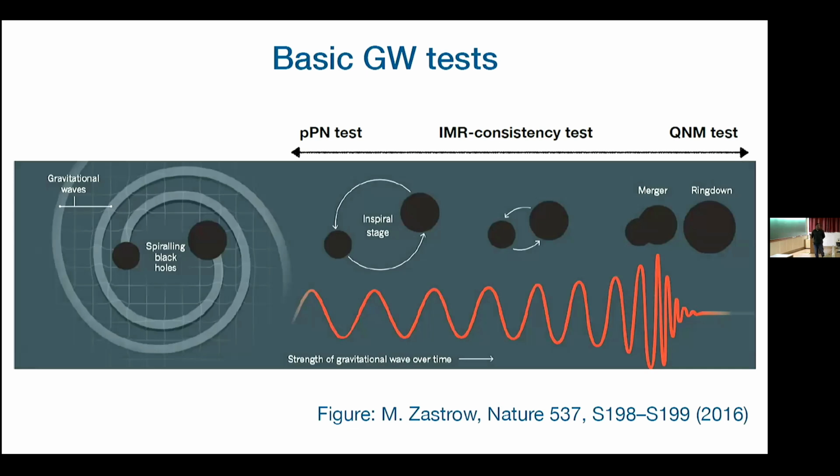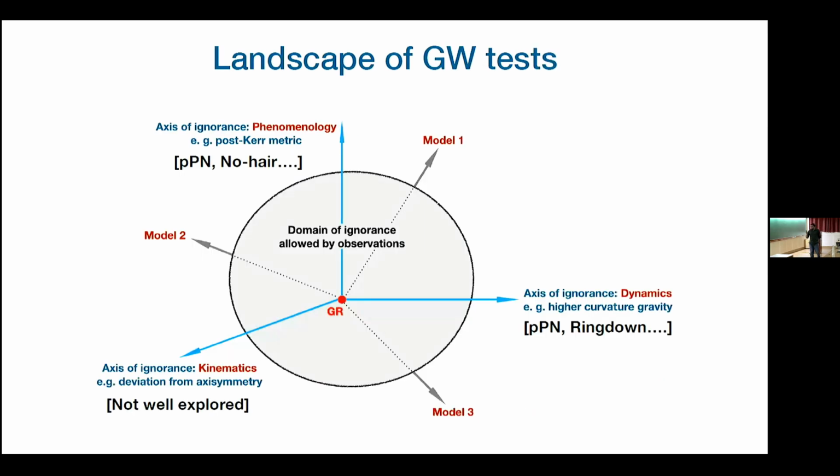But as I said, over the years people have proposed other tests also. Because there are many tests, let's have a systematic understanding of the various tests. In this figure I have plotted the various motivations behind the various tests. Here the three axes are what I am calling the axes of ignorance: dynamics, phenomenology, and kinematics. These are the three independent ways you can introduce new physics on top of GR.